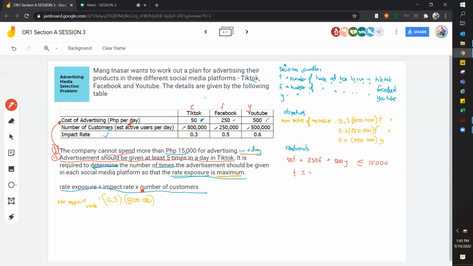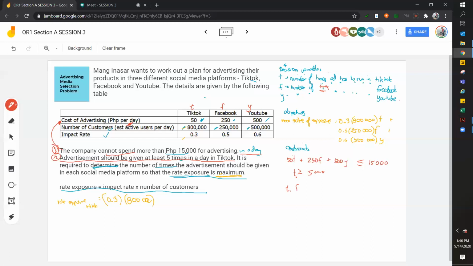Less than or equals to 5. Again, at least. Ibig sabihin, pwedeng 5 or more. Pinaka. Yes, greater than or equal to 5. And then in terms of unit, di ba? Kung mapapansin nyo, 5 times. Ano ba yung T doon? Number of times. Di ba? So both side parehong times. Yung unit nila. Number of times. So good na to.